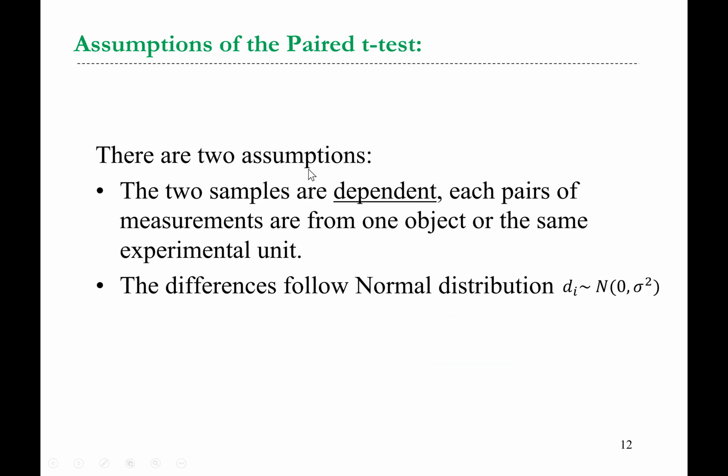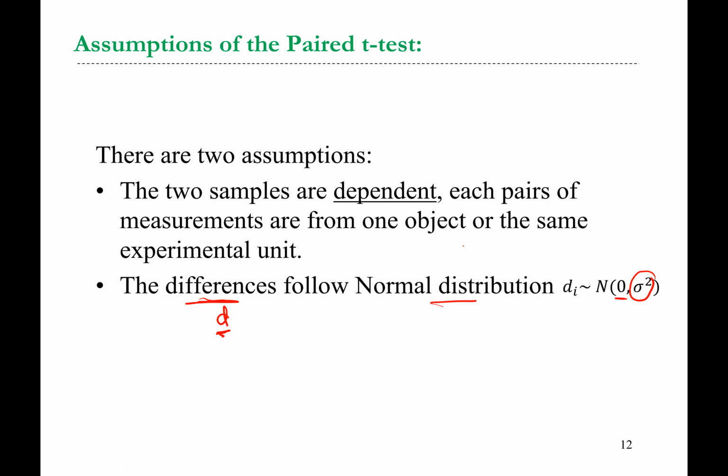There are two assumptions. The two samples are dependent. It means each individual or each experimental unit is measured twice. So this is our case. That's correct. The second assumption is the differences D follow a normal distribution with mean 0 and variance sigma squared.